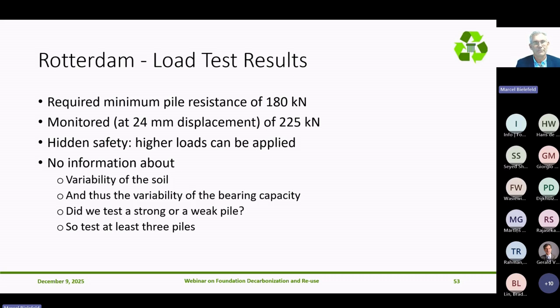However, there's no information about the variability of the soil. So the question is then, if we test 1, 2, or 3 piles, what will be the maximum applied load on the other piles which are not tested, and which maximum load should be derived from the tested piles.